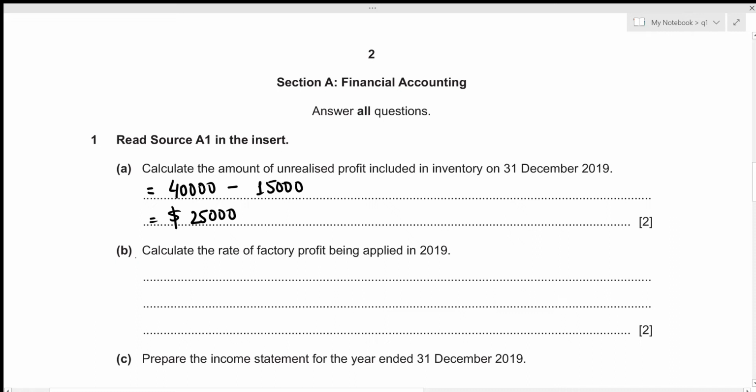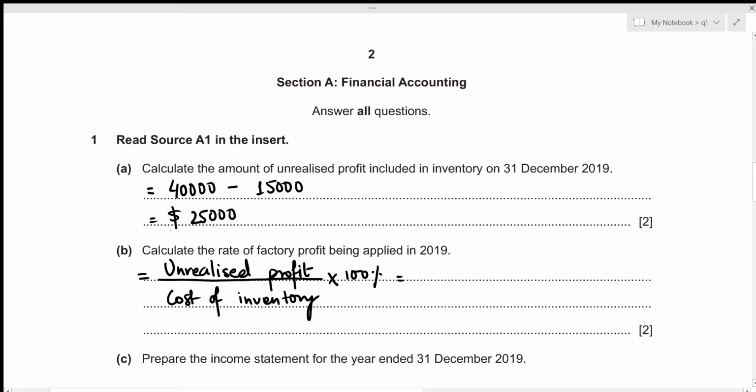We need to calculate the rate of factory profit being applied in 2019. So what we know is that the formula for the rate of factory profit is just the unrealized profit, and we're talking about our closing inventory, right? So unrealized profit divided by our cost of inventory times 100%. Okay, and we already figured out our unrealized profit for the year ended 31st December 2019 to be 25,000. So we can just substitute that value.